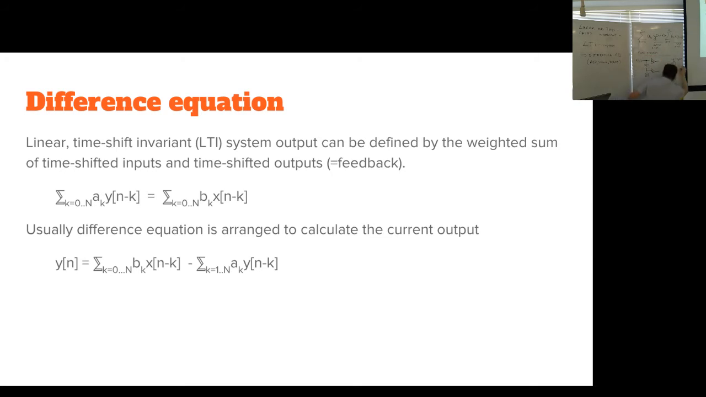Same for the y of n. This is a1, so the same index value. A2, a3. Now the question is, where is a0? A0 is right here, 1 times y of n. So a0 in this difference equation is always 1. Okay, good.